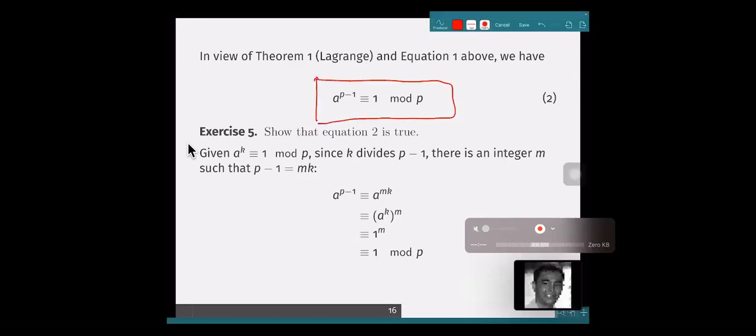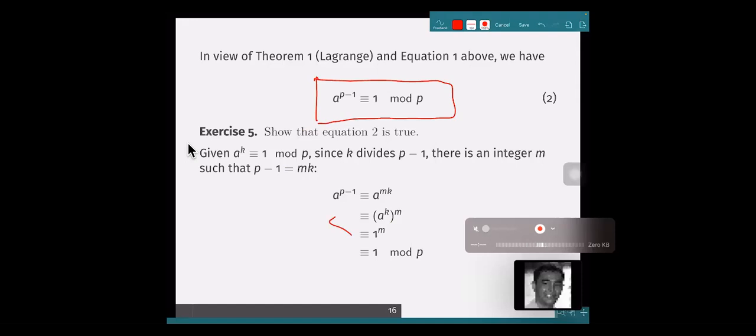a raised to the p minus 1 is actually equal to 1. So if you raise a to the p minus 1, divide by p, and get the remainder, the answer is 1. And how do you show that? These are the steps.